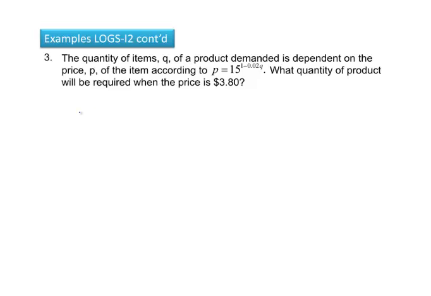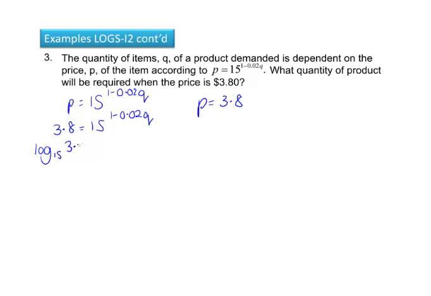Okay, so let's start with our formula. P equals 15 take 0.02Q. Let's go back and see what we've got. It says what quantity of a product will be required when the price is $3.80. So that means P equals 3.8. So come back, 3.8 equals 15 to the power of 1 minus 0.02Q. From there, let's change it to a log. Log base 15 of 3.8 is 1 minus 0.02Q.